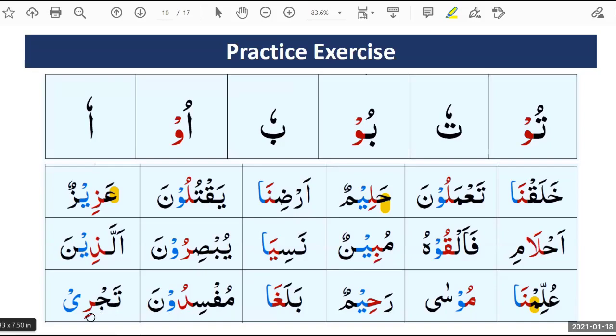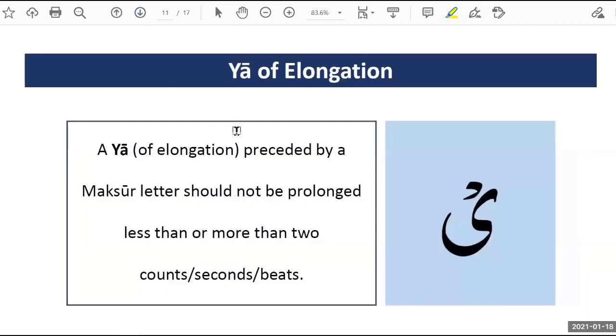Tajri. Jazakillah. G4421. Mashallah, you recited really well. Just one little thing. I felt like you did a jerk on the letter meem. Yeah. So can you try that again? Alamna. Much better, Jazakillah. So the sound of meem should be very clear. Okay, so now we are moving on to the last letter of elongation, which is ya of elongation. If it is preceded by a maksur letter, so a letter which is carrying the sign of kasra, it should not be prolonged less than or more than 2 seconds, counts, or beats.